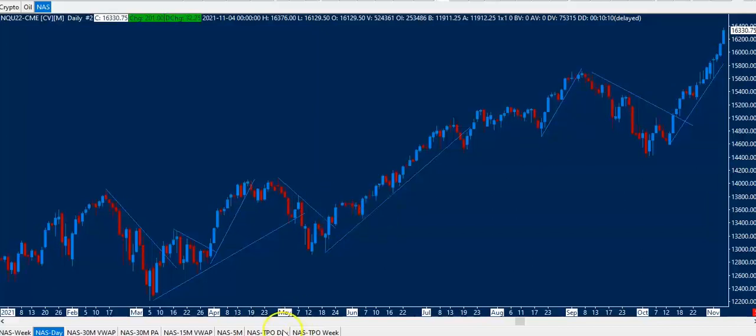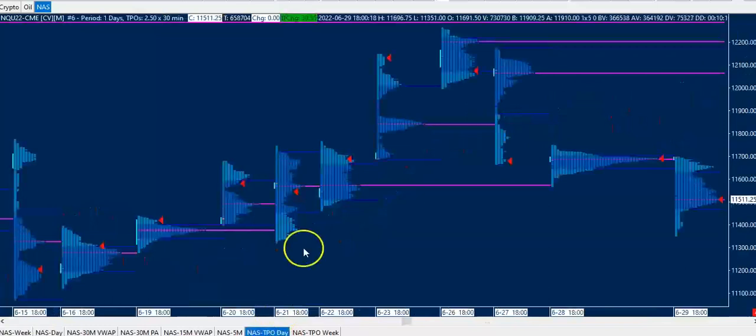Okay, so another way that we can follow trends that I mentioned was through the TPO charts, through the market profile.